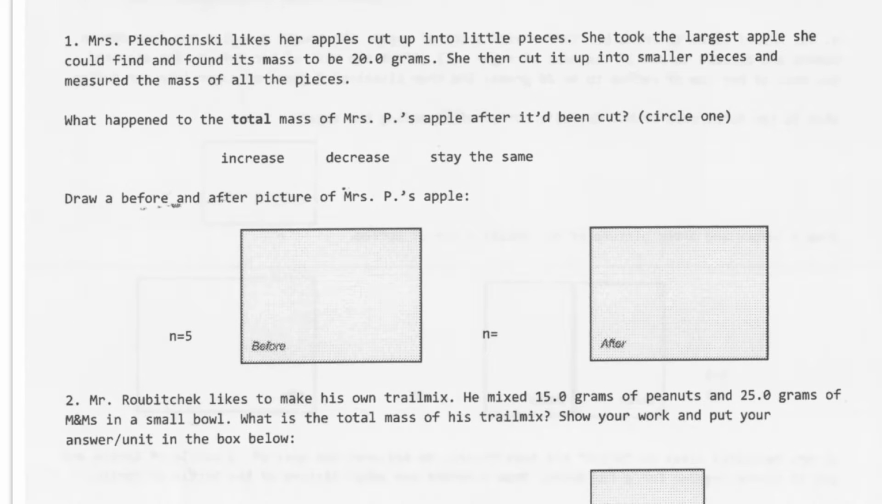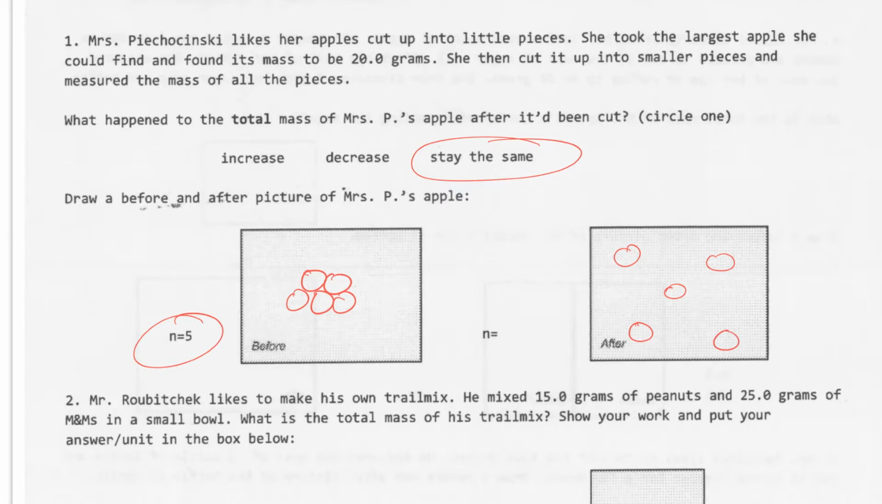Okay, so Ms. Piaczynski likes her apples cut up into little pieces. She took the largest apple she could find and found its mass to be 20 grams. She then cut it up into smaller pieces and measured the mass of all the pieces. So what do you think should happen? It probably should stay the same. Before and after, so this is n equals 5, so we're just going to say, okay, initially we had 5 particles, and they were all together. And after, maybe we have 5 apple particles, and they're all separate. So the change is none.